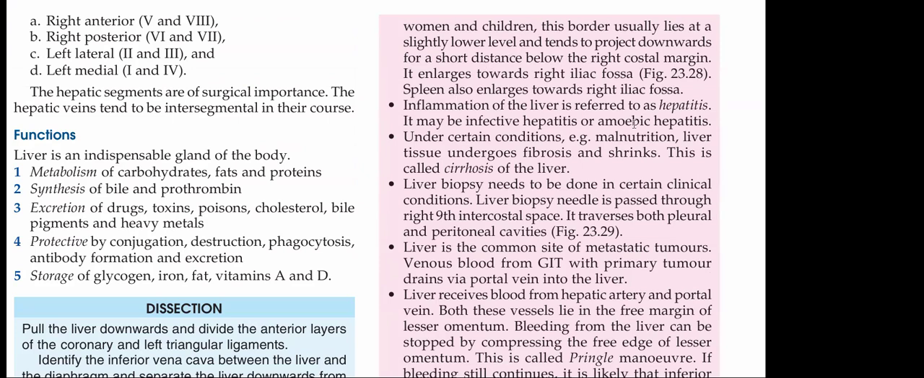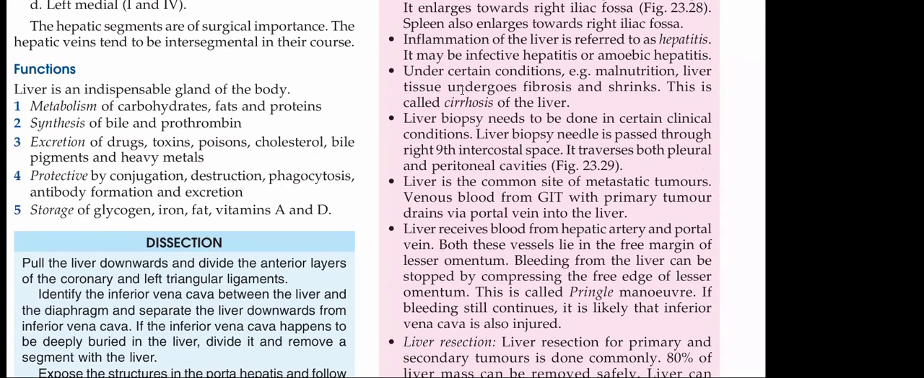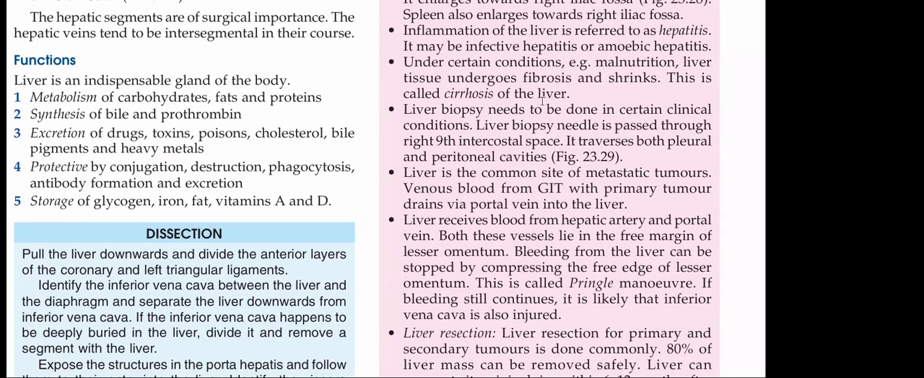Inflammation of the liver is referred to as hepatitis. It may be infective hepatitis or amoebic hepatitis. Under certain conditions, such as malnutrition, liver tissue undergoes fibrosis and shrinks. This is called cirrhosis of the liver.